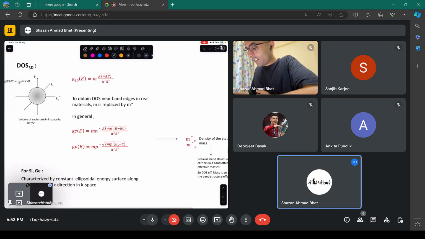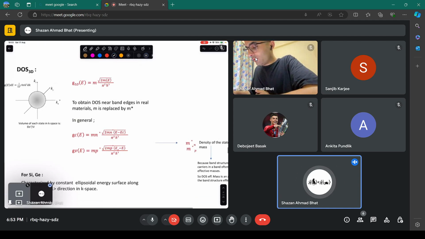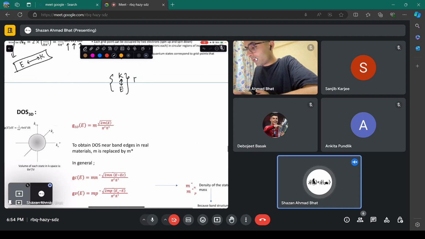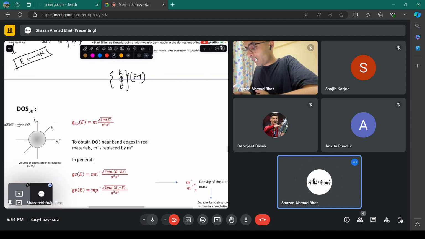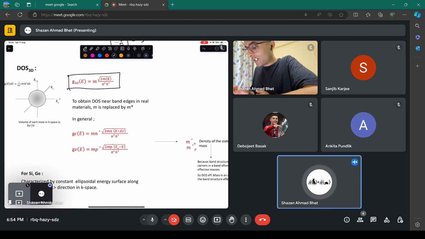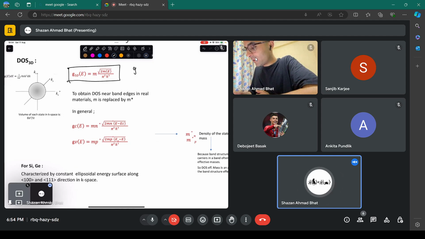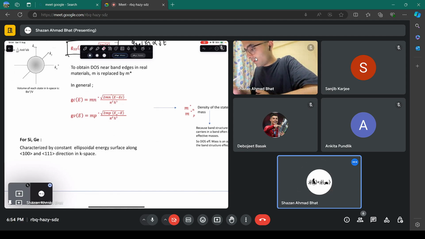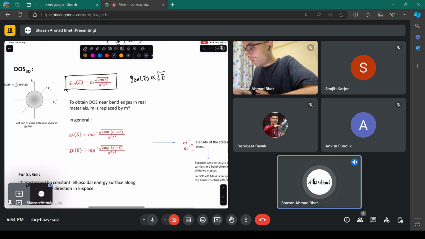Now when you go from k space to energy space, you get the density of states in energy space, something like this: the density of states of 3D is proportional to the square root of energy. Sorry, this is not for 2D, this is for 3D again. For 2D, the density of states is proportional to E to the power 0, which means it's constant and not dependent on energy. And for the 1D case, it is proportional to 1 by square root of E.